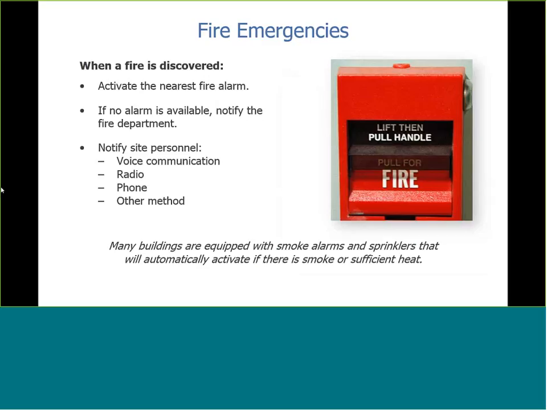When a fire is discovered, EAPs typically direct employees to activate the nearest fire alarm. Fire alarm pull stations, such as the one pictured, alert the local fire department as well as sounding an alarm. If no manual or automatic alarm is available, immediately notify the local fire department by calling 911. Notify the site personnel designated in the EAP about the fire emergency by the specified method, which may be voice communication, radio, phone, or some other method.